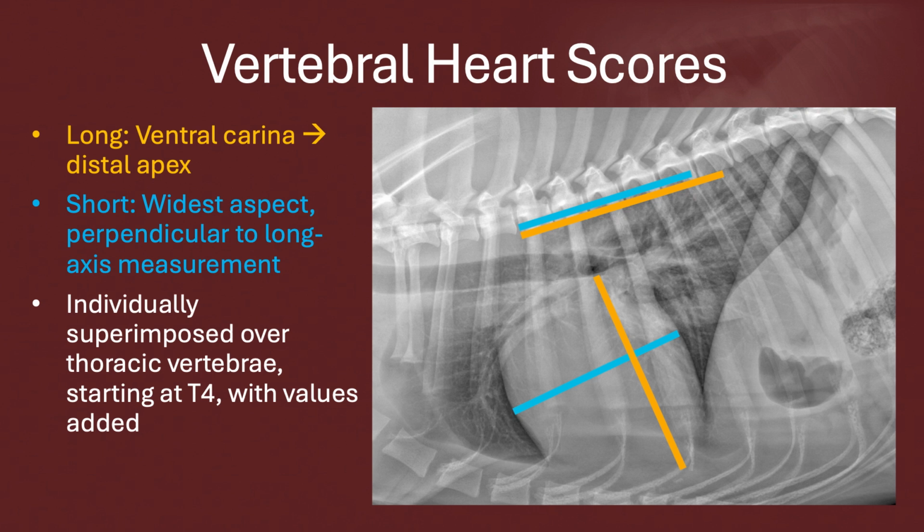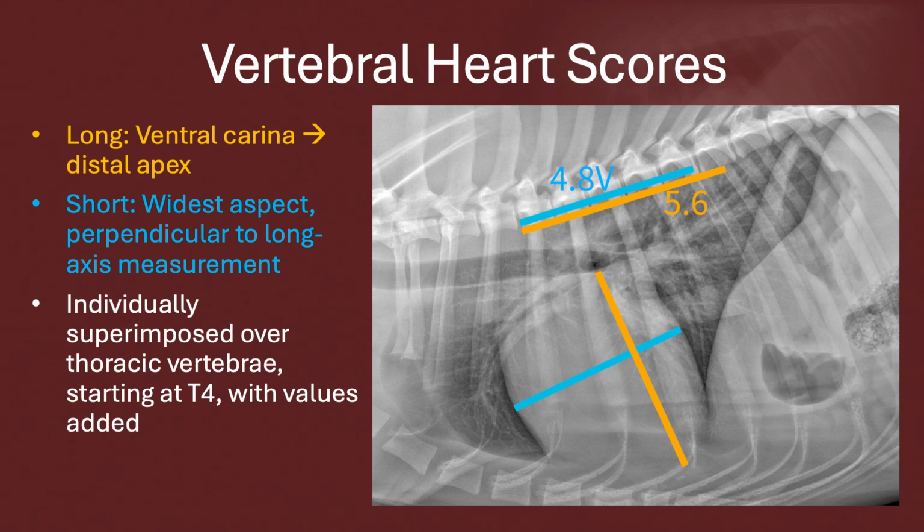These two measurements are individually superimposed over the thoracic vertebrae, starting at the cranial margin of the T4 vertebral end plate. The number of vertebrae covered by each line is counted to the nearest 0.1 vertebrae, and the long and short axis values are added to determine the vertebral heart score.